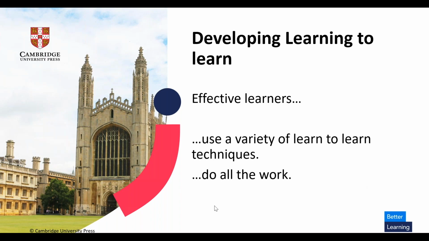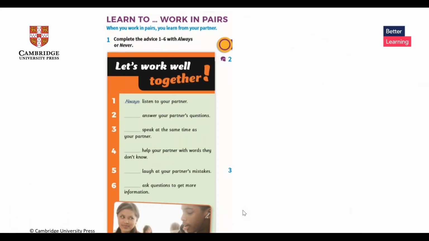I've chosen an example of a learning to learn skill that I particularly like because you don't often see this one developed in course books, and I think it's a really important one. So this is teaching students how to work in pairs. And it says right at the top, "When you work in pairs, you learn from your partner." So it's also encouraging that idea of the students learning from each other, so becoming more independent and less dependent on the teacher.